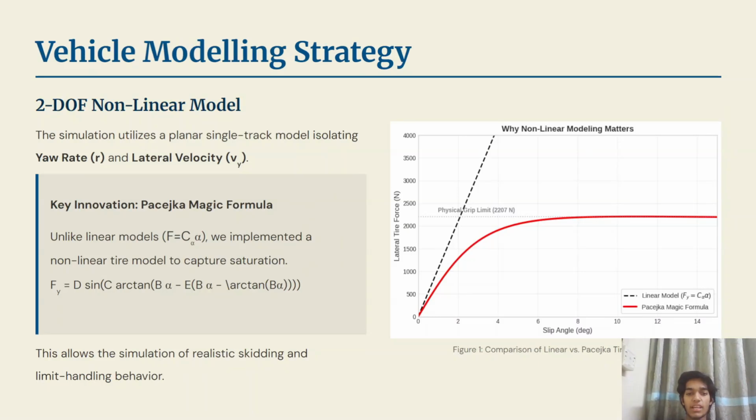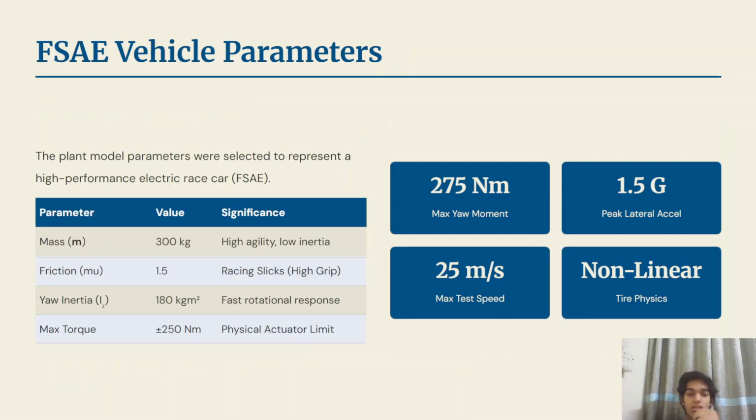We implemented a non-linear 2 degree of freedom bicycle model using the magic formula. Unlike a linear model, which assumes infinite grip, our model captures saturation, the point where the tire loses grip. This allows us to realistically simulate skidding and loss of control, which is the only way to truly stress test a stability controller. We parameterized this model to match a Formula Student electric vehicle: 300 kilogram mass, high grip slicks, and low inertia. Crucially, we constrained the simulation with the physical limits of our powertrain, capping the yaw moment at 275 newton meter to ensure our results are achievable with real hardware.